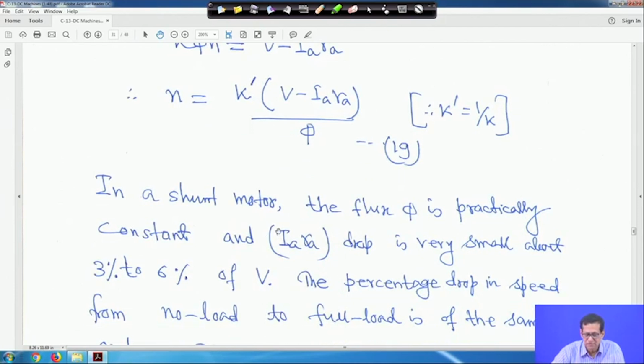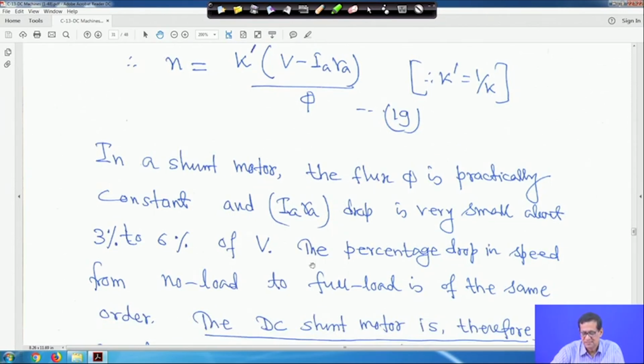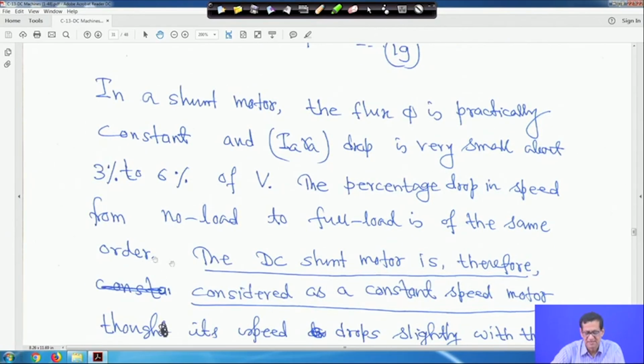Therefore, in a shunt motor the flux phi is more or less practically constant, that we have seen also, the field current is more or less constant. So, flux is a constant. Therefore, the IA RA drop is very small, because RA for a DC machine is very small, right. So, this IA RA drop is about 3 to 6% of V. Therefore, the percentage drop in speed from no load to full load is of the same order, right. Therefore, the DC shunt motor is considered a constant speed motor. Sometimes they ask this question, why is a DC shunt motor a constant speed motor, this is the reason, right.